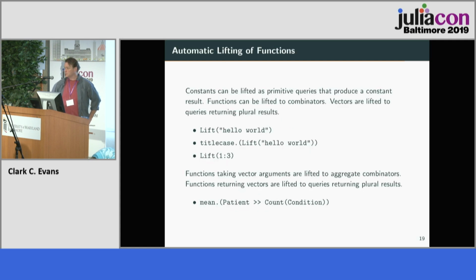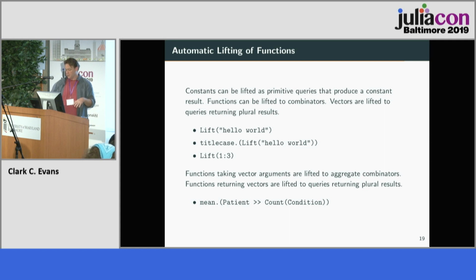The other thing that we have is automatic lifting of functions. If you take any string, you can lift it into a query. So hello world would become a constant query that produces hello world. And title case of lift of hello world is going to call the Julia title case function as an array against a query that produces hello world, which should give you capital Hello World. And then lift of 1 to 3 is going to give you a plural value of numbers 1 to 3.